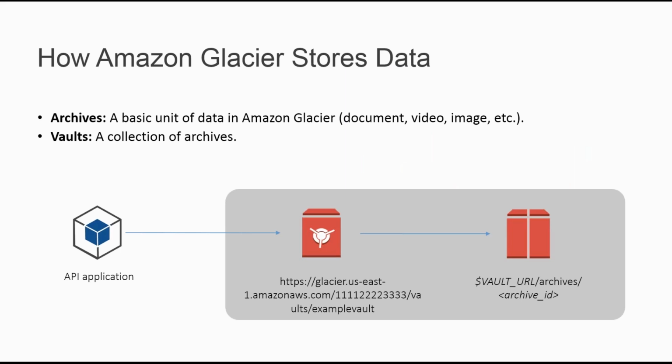As we have buckets in case of Amazon S3, we have got vaults in case of Glacier. Vaults are the logical entities within which you go ahead and put your archive. Your archives are nothing but the basic unit of data in Amazon Glacier. It could be documents, videos, zip files, anything of that sort.